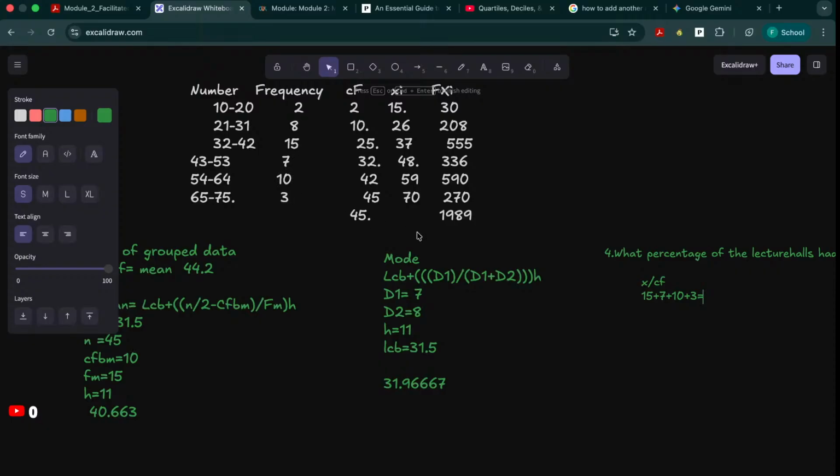So we have 15, 7, 10, 13. Should give us 13, 20, 35. Then we get 35 over 45 is equal to x. Then we times 100 to make it percent.